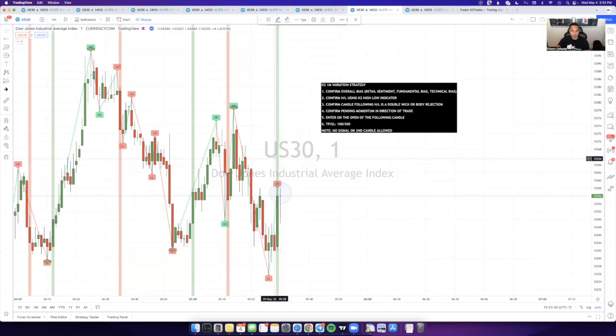And you can use the same process to identify if it is a double body or a double wick. You can put a line right there. And as you can see, both wicks reject off the same exact price point. So with that said, we have a double wick rejection at that point.